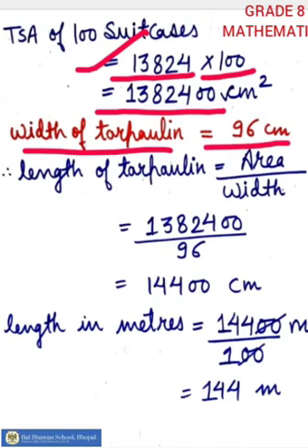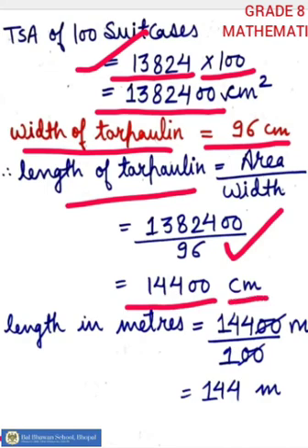To calculate the length of tarpaulin, we will use a very simple formula which you have studied in your previous classes also. How do you calculate the length of a rectangle? You simply divide the area by breadth. Here also we have to calculate the length of tarpaulin cloth. For that, the total surface area of all 100 suitcases will be divided by the width of tarpaulin. So here I have substituted the values, and on division I have got 14,400 centimeter as the length of tarpaulin cloth.